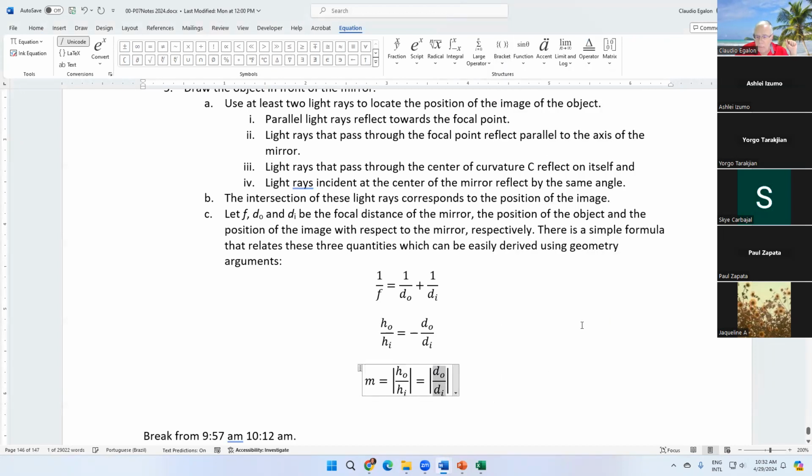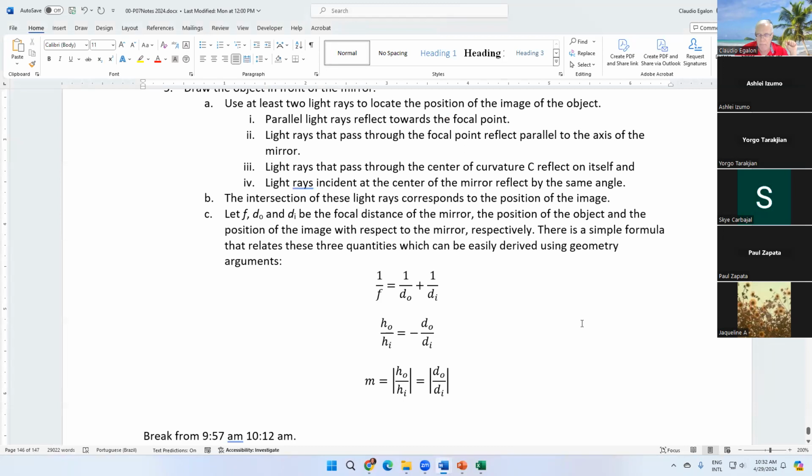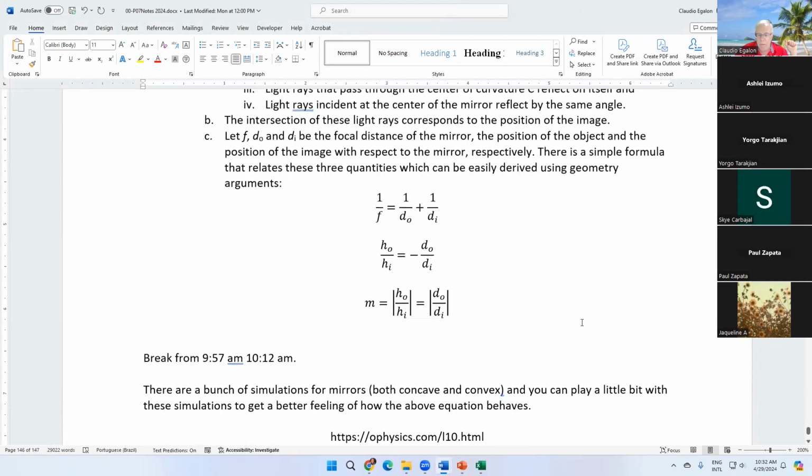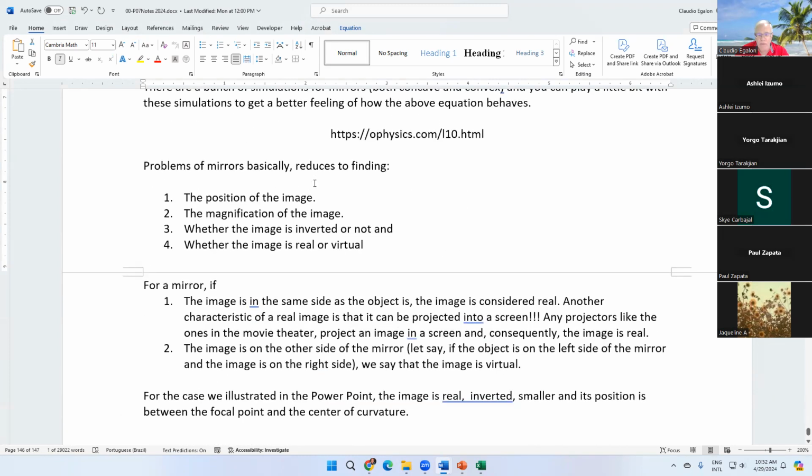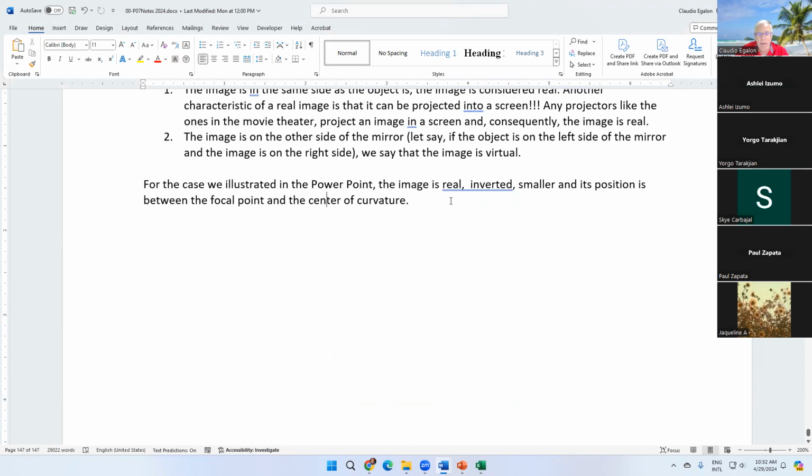Magnification is a positive number, okay? Those are the 3 equations that you should know. So let's apply this equation here for all those different types of positions.